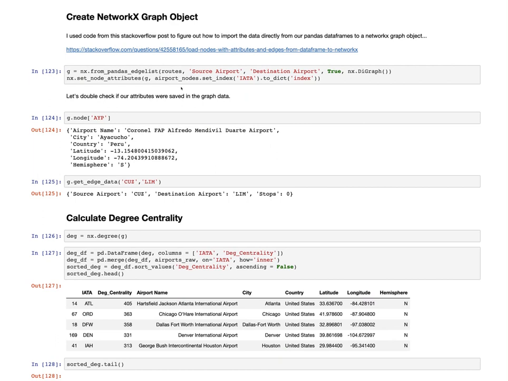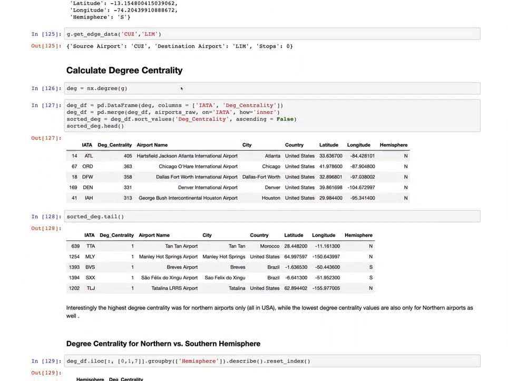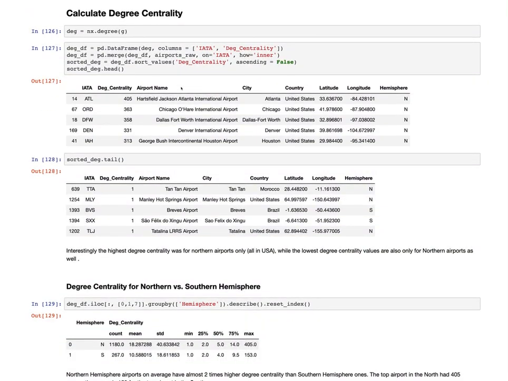We focused on two centrality measures. We calculated the degree centrality, and surprisingly, the lowest centrality was also for northern airports. But we have to remember that our data is not a 50-50 split. There are significantly more airports in the northern hemisphere compared to the southern.